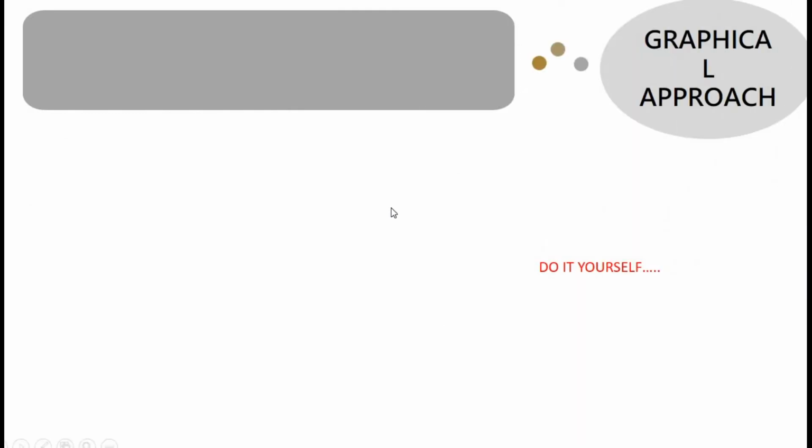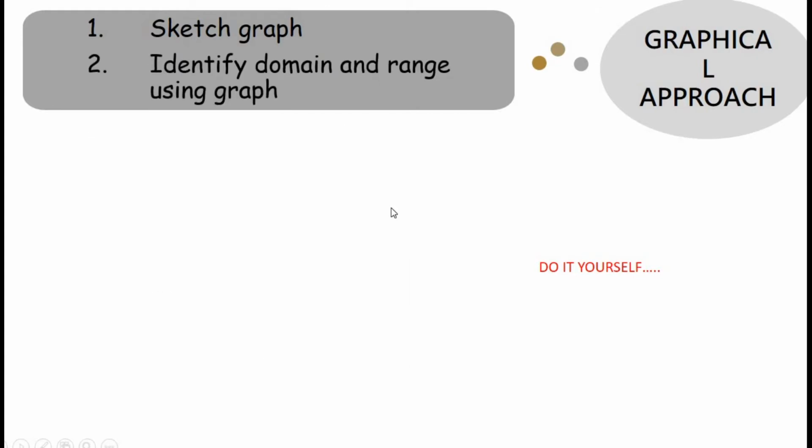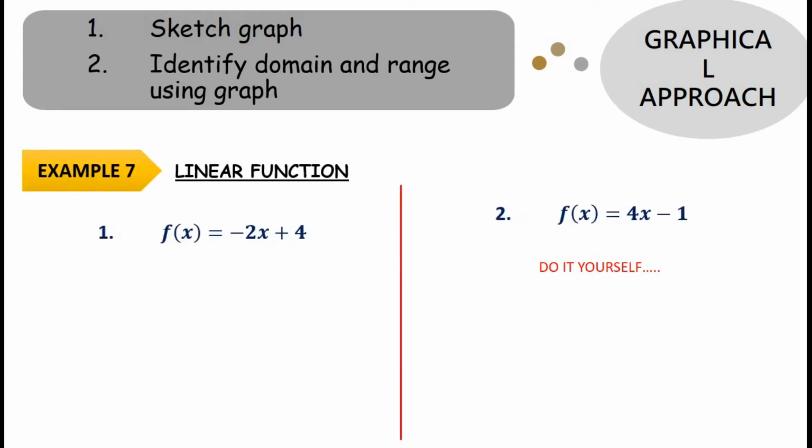So let's look at this example. We have to sketch the graph and identify the domain and range by using the graph. So first, we have f(x) equal to negative 2x plus 4.